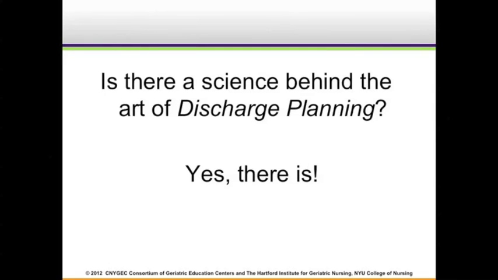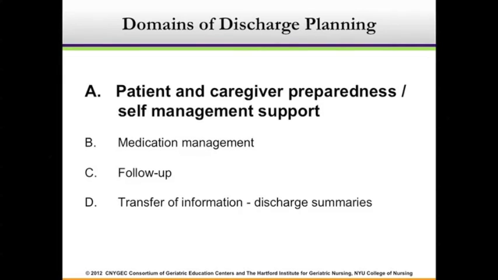So is there a science behind the art of discharge planning? We seem to think so. There are 4 main domains of discharge planning. The first one is patient and caregiver preparedness and self-management support. The second, medication management. Third, follow-up. And fourth, transfer of information such as discharge summaries. My colleague here, Andy Kleinman, will address the first domain of discharge planning.